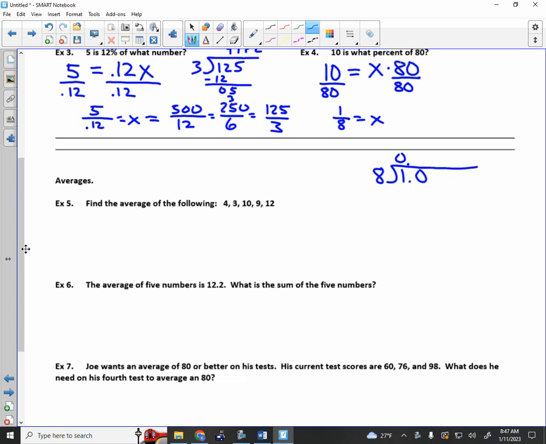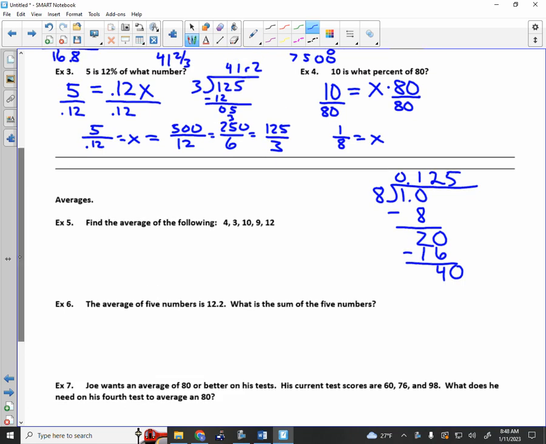8 goes into 10 once, and I get 8. When we subtract, I get 2, and I drop the 0. 8 goes into 20 twice. I get 16. Subtract, I get 4. Bring down the 0. 8 goes into 40 5 times. So there I go. I have 0.125.